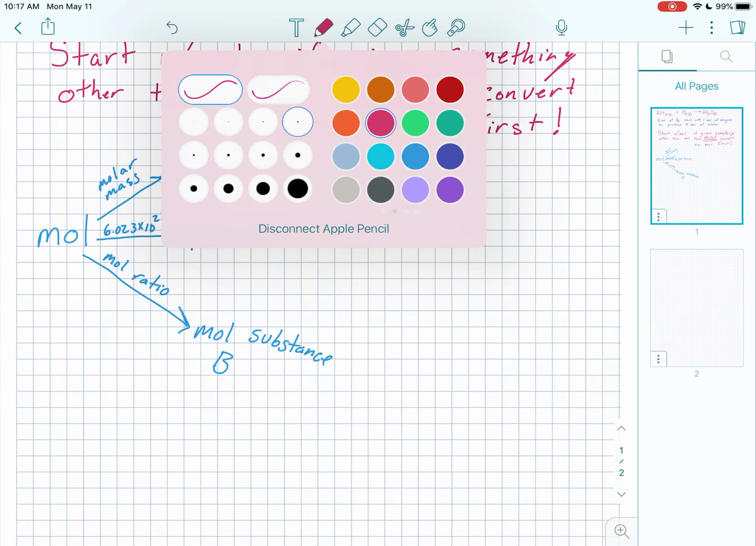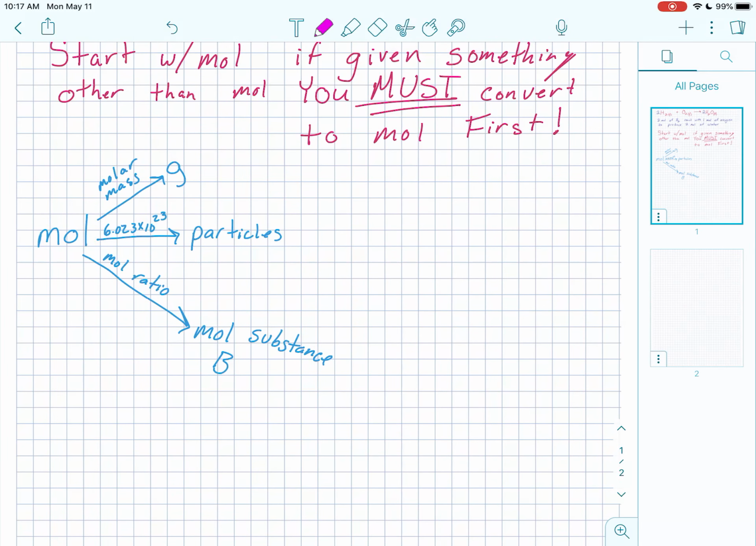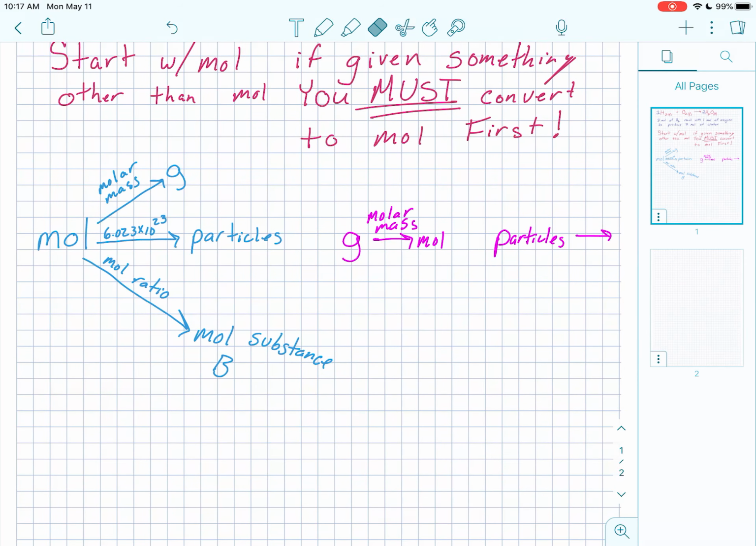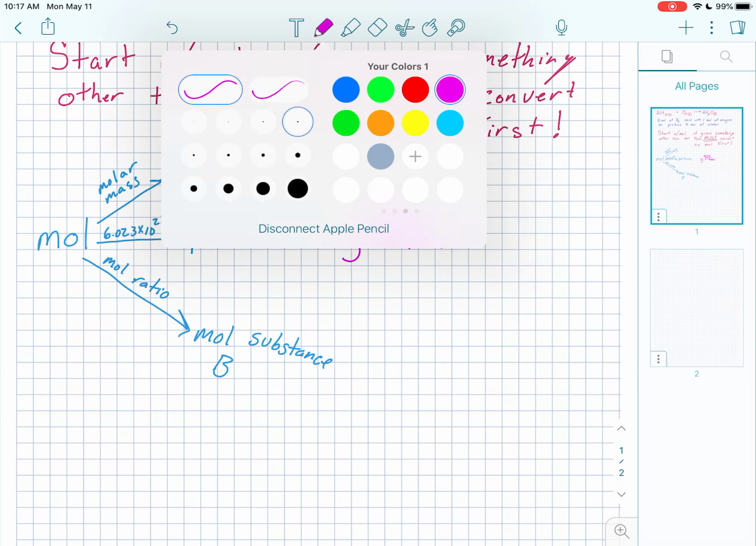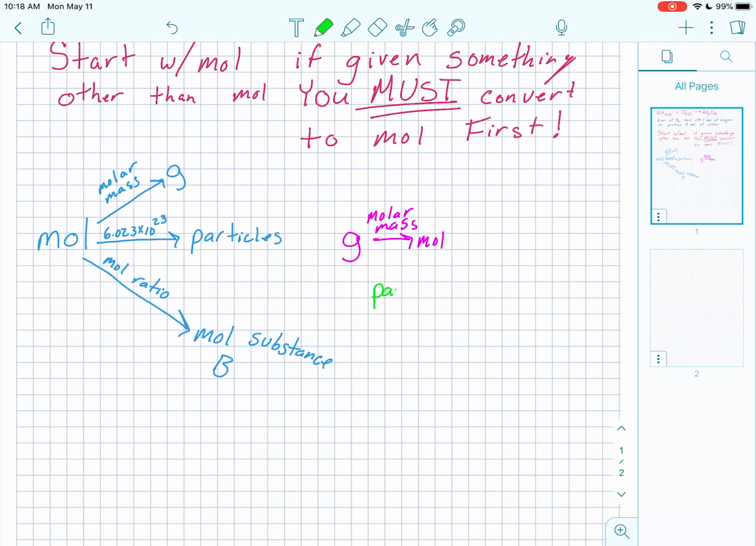Other things that you can do is that grams can be converted to moles using, again, our molar mass. And particles can be converted to moles using Avogadro's number. So basically the exact reverse of what we just did, the reverse of what we had in that first one where we're converting moles. You can convert from moles to grams and then back from grams to moles.